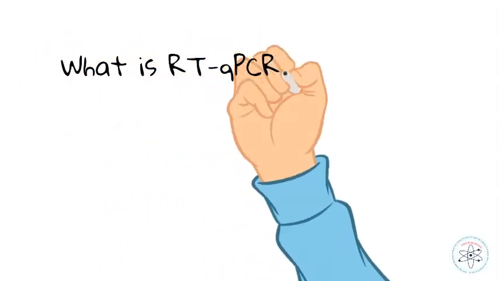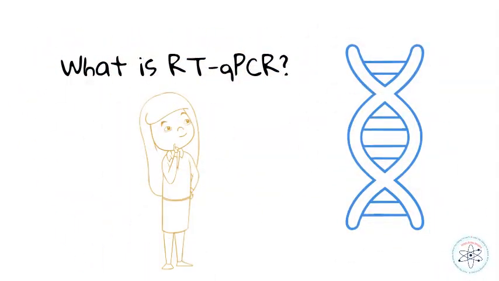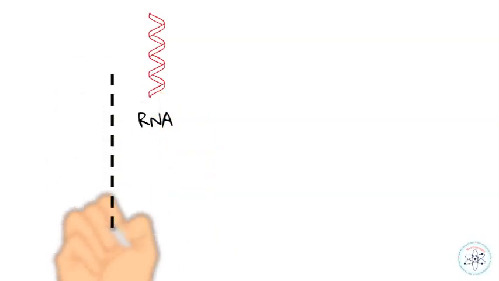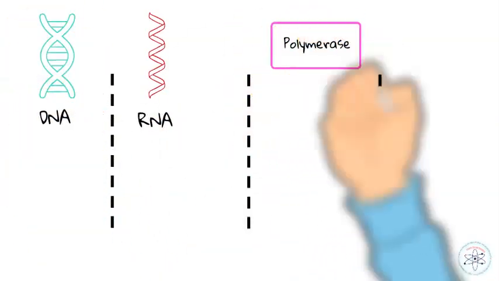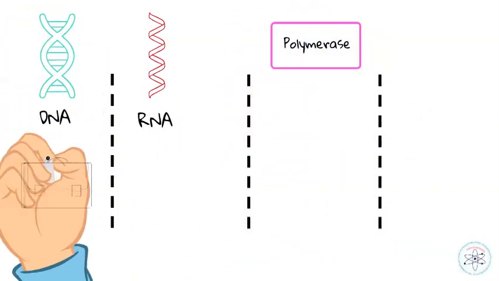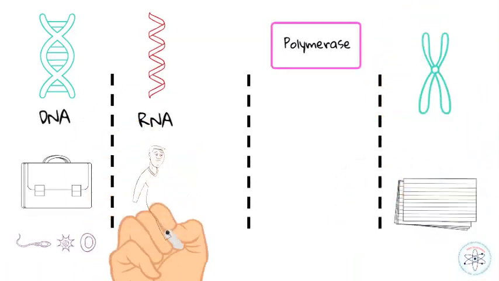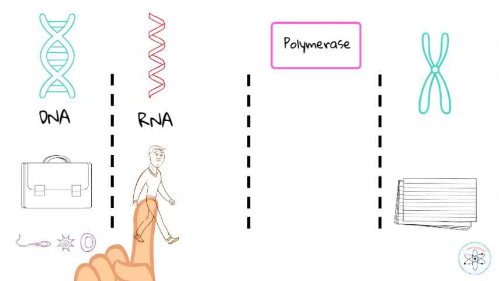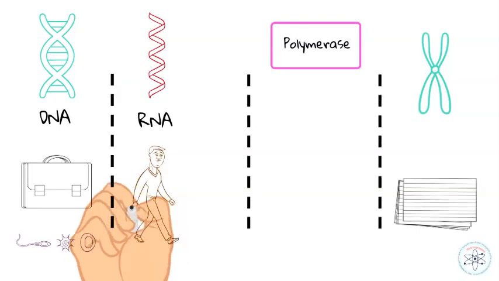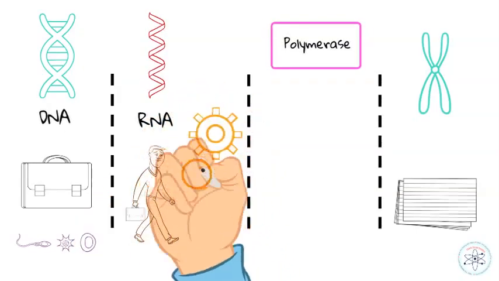What is RT-qPCR? Well, to understand that, you need to know what RNA, DNA, and polymerase are. Think of DNA as a briefcase of instructions for all cells, where genes are the specific steps, while RNA is a person holding the briefcase, taking those instructions or genes to the rest of the cell, so that it knows how to function and make a cell what it is.